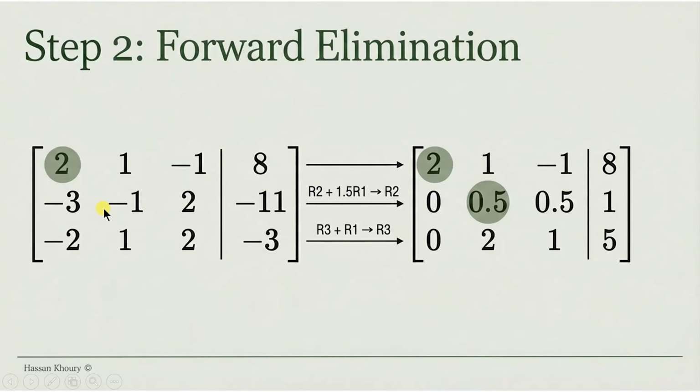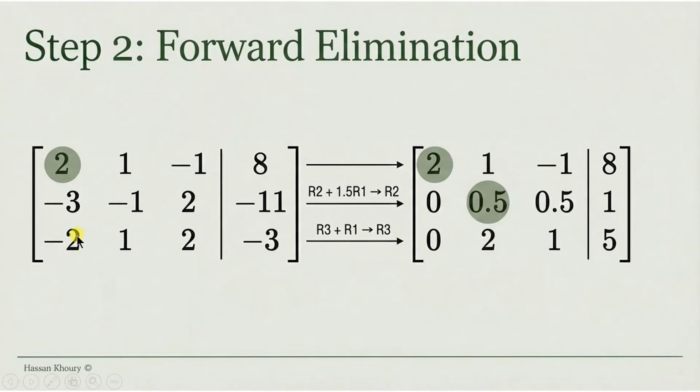Okay, and for row 2 the factor will be a21 divided by a11, that means a21 is minus 3 and a11 is 2, and the factor will be minus 1.5. And similarly row 2 equals row 2 minus factor times row 1. So for example, for minus 3 we are calculating, it will be 0, and for minus 1 it will be 0.5, and for this value it will be 0.5. And similarly we will calculate for RHS also.